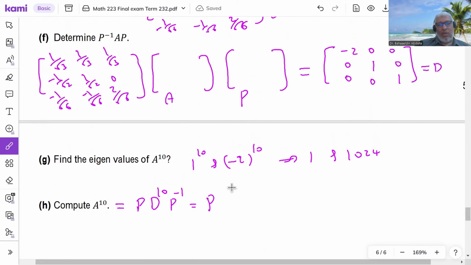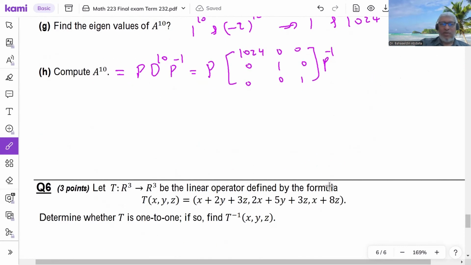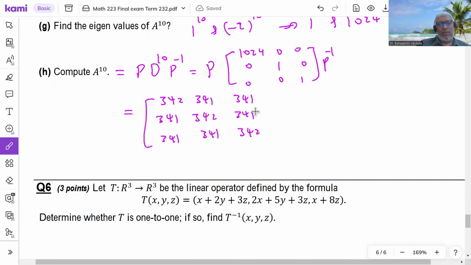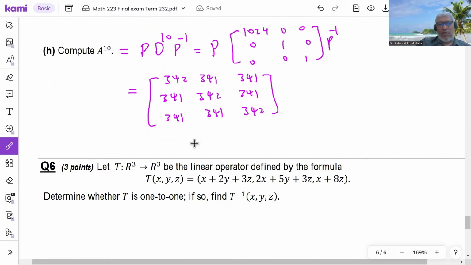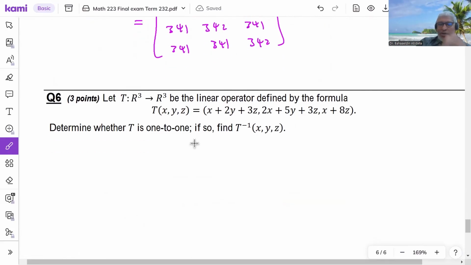And so D to the power 10 would have -2 to the power 10, which is 1024. And here multiply by P inverse, and check that the answer would be 3, 4, 2, 3, 4, 1. So it is a symmetric matrix. You can do that by the calculator, checking that everything is correct here.